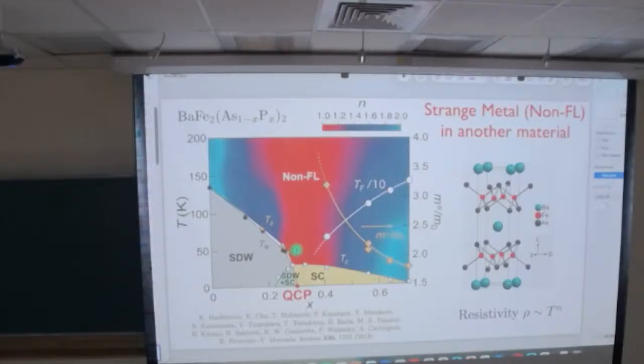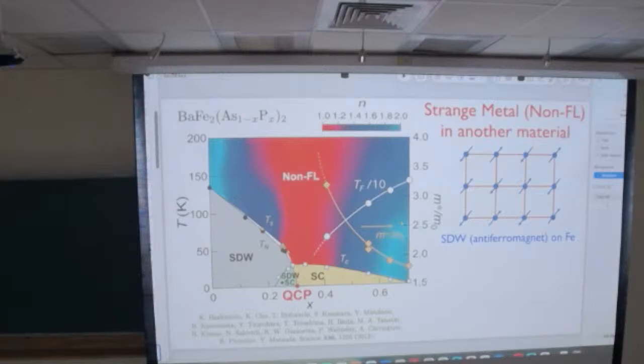Then, however, what's different from the cuprates is this SDW region coming down. What is SDW? It stands for spin density wave. And if you look at the spins on the iron, they form a regular structure where half of them are up and half of them are down. And that's the spin density wave. And what you notice is that the spin density wave vanishes at some point inside the superconductor, and there you have what you call a quantum critical point, QCP.